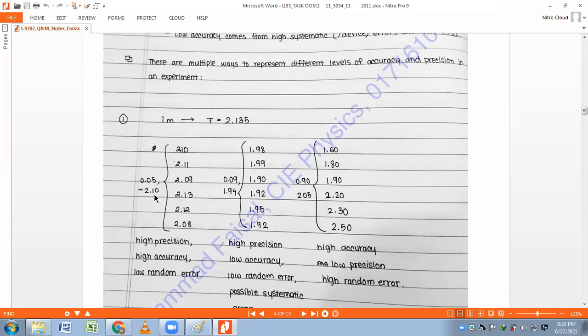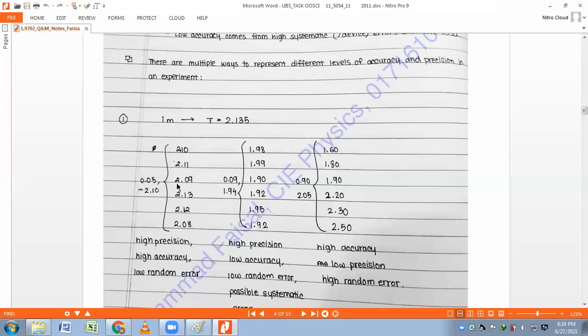So I'd say these measurements are high precision because the deviation is quite small. And this number is actually quite close to this number. 2.10 and 2.135 can be considered quite close because it is carried up to the first decimal place, so up to 1/10 of a second. The difference is coming up in the second decimal place. So this measurement is highly precise and also highly accurate.